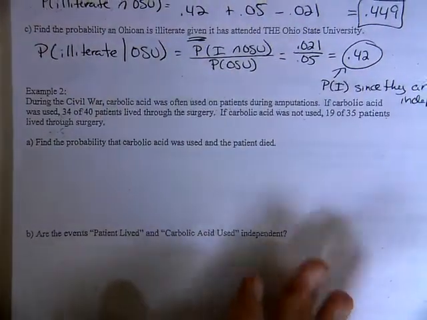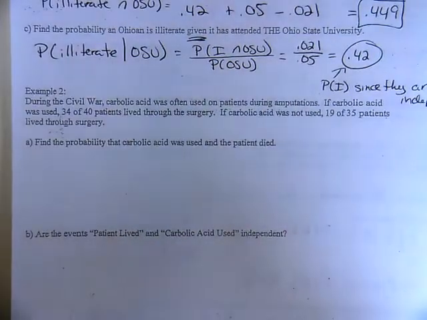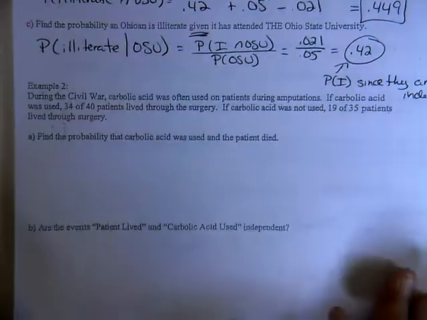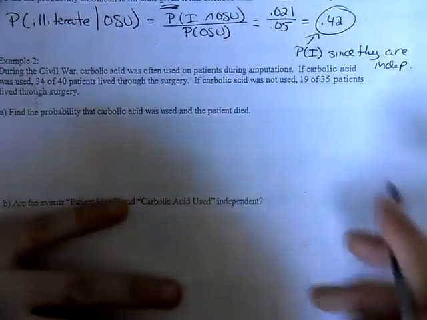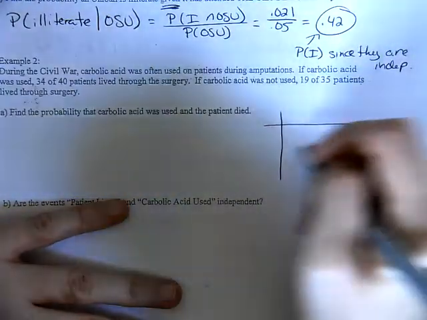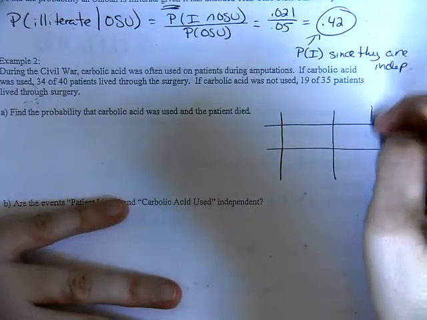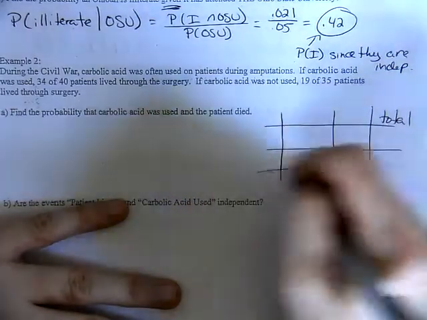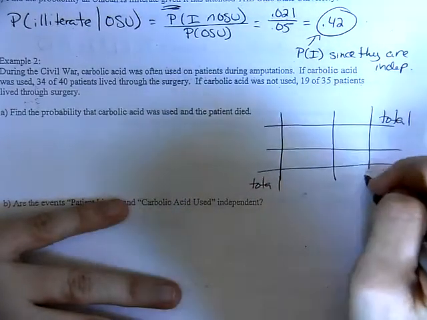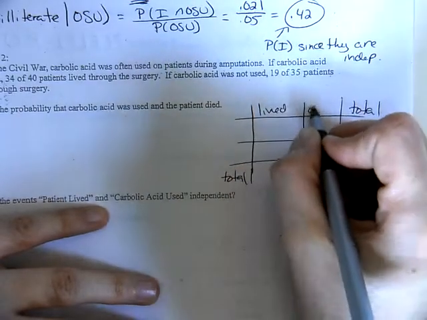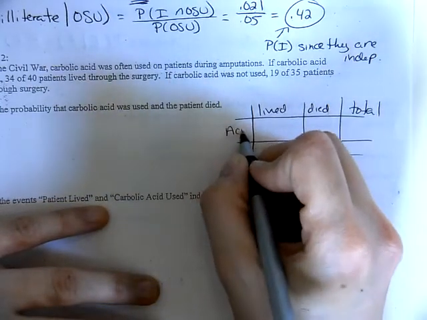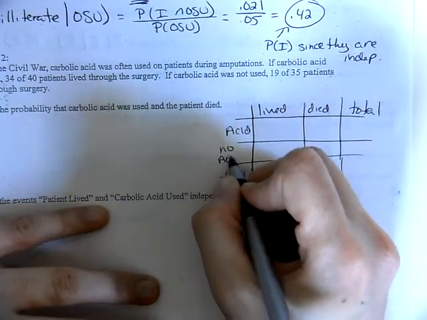Okay, during the Civil War, carbolic acid was often used on patients during amputations. If carbolic acid was used, 34 out of the 40 patients lived. If it was not used, 19 out of 35 patients lived. Find the probability that carbolic acid was used and the patient died. So I'm going to make myself a two-way table. Usually when I have some sort of data in terms of frequency, I'll make a table. So they either lived through the surgery or they died, and either we used the acid or we did not.